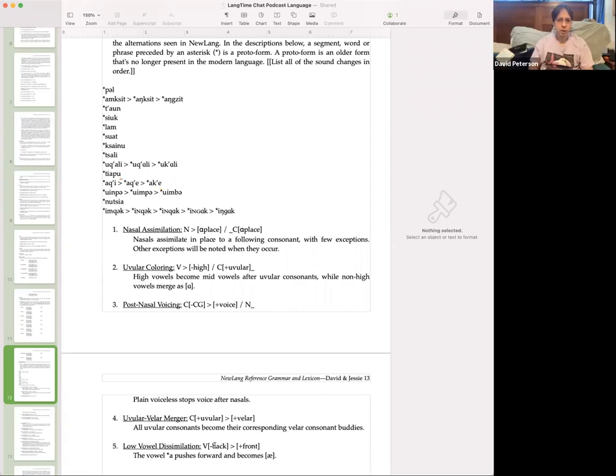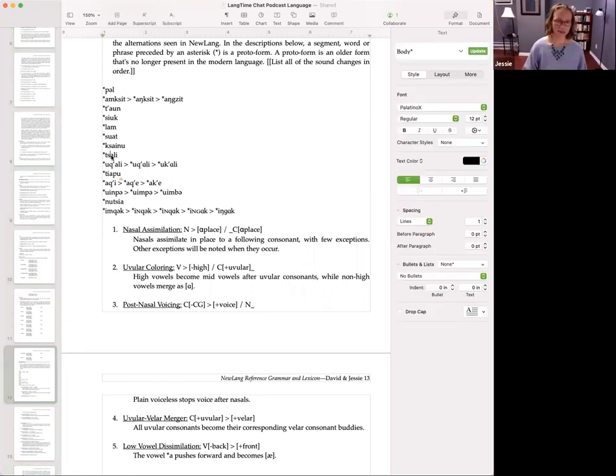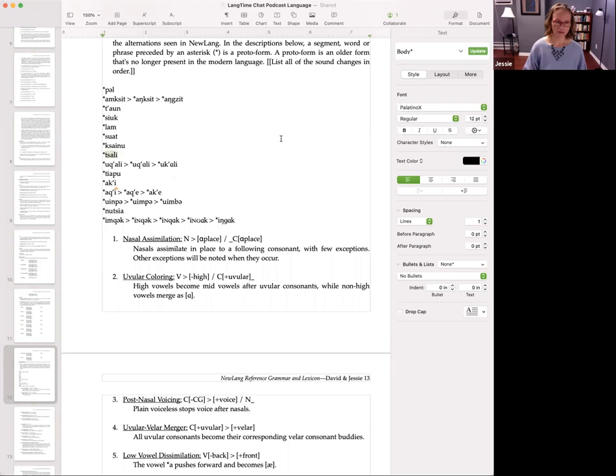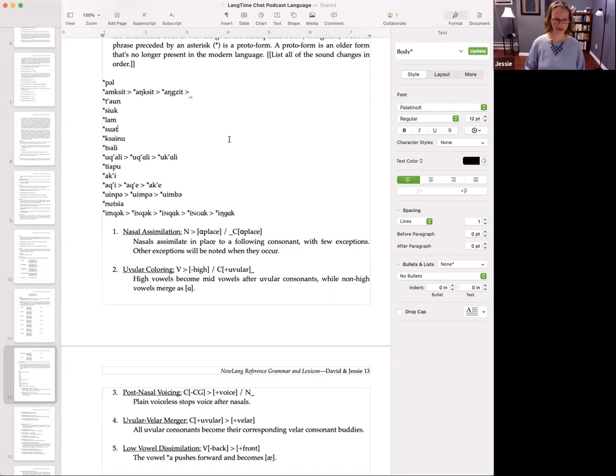Actually, let's throw in one just for funsies. Wouldn't this be Sally up here? Yeah, that's the other thing we need to do, right? Yes, absolutely, 100%. And this would be at K and not okay. Yes. Okay, yeah, so we did not go through all the changes. I think all we made it through was nasal assimilation and voicing. Yeah. We did not make it to the uvular-velar merger or the low vowel dissimilation rules to apply them to the roots. And so we still have po.